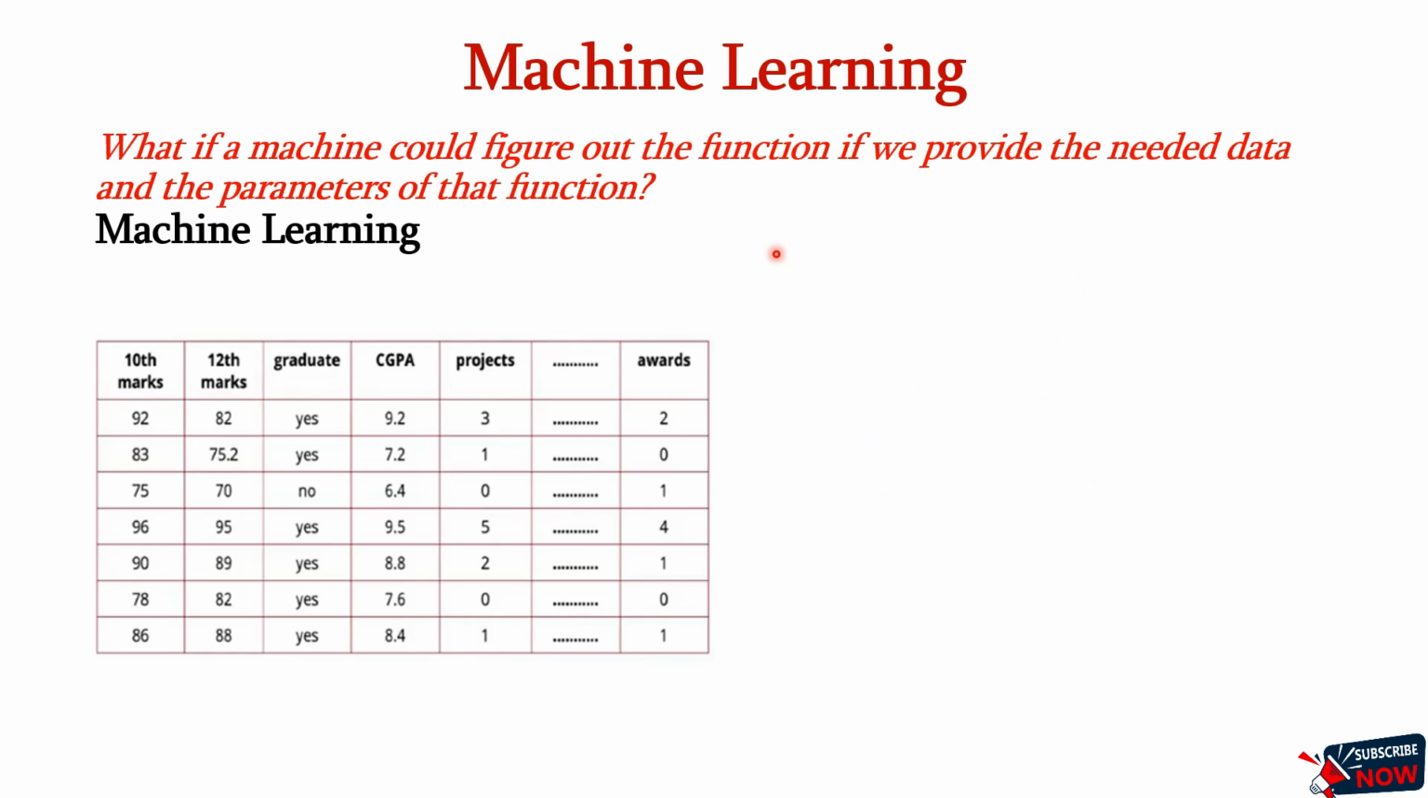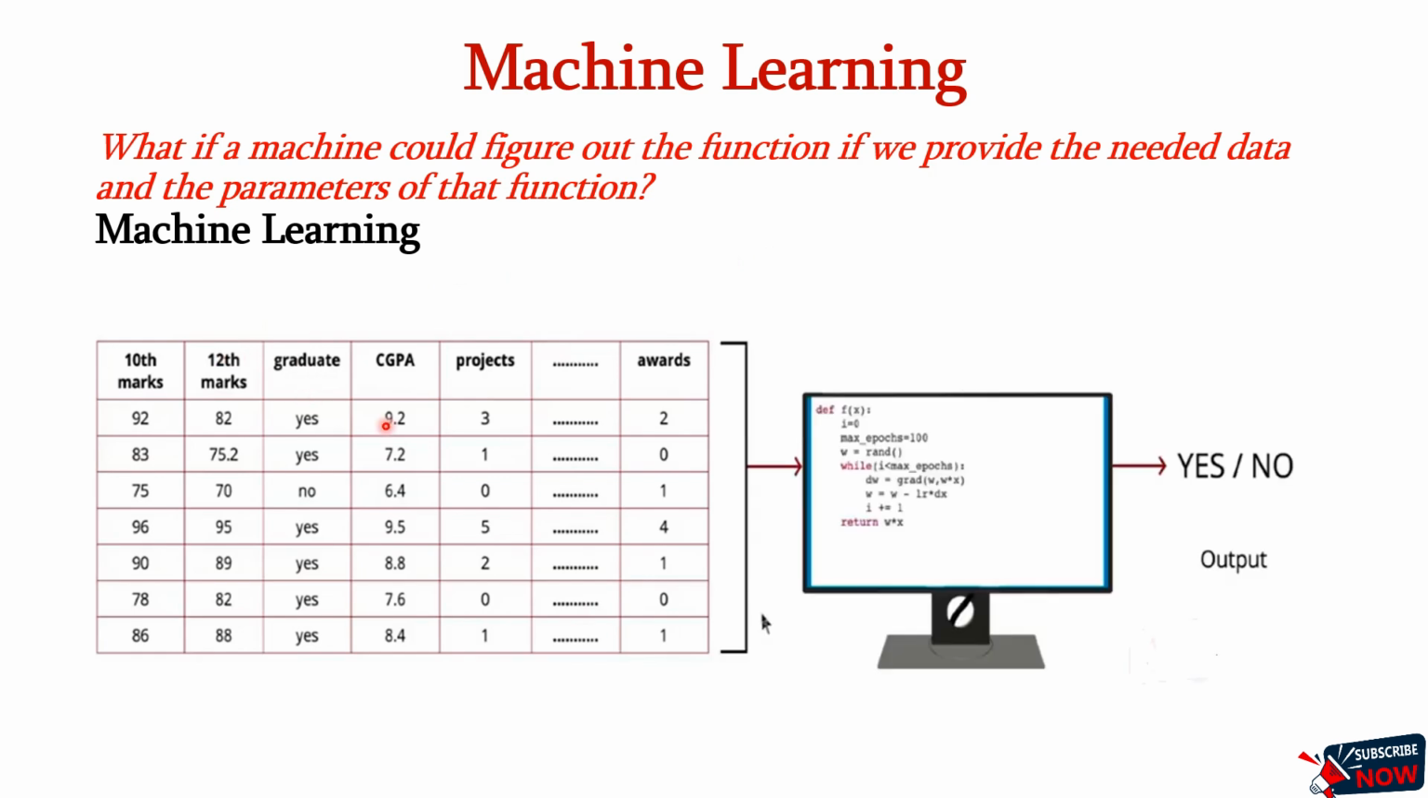Consider for example that a company is hiring some employees. It gathers the information about the candidates like 10th marks, 12th marks, graduate details, etc. and gives it to the machine. Based on this information, the machine figures out its own function, processes this information and gives the output, whether the candidate has to be hired or not.